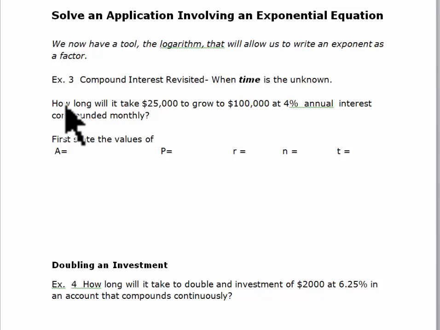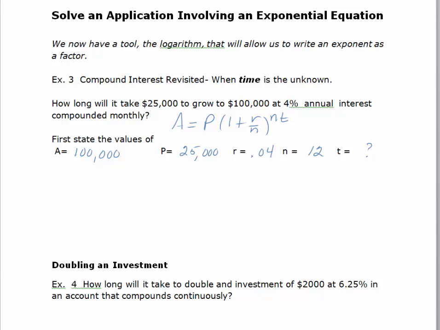Example 3 asks, how long will it take $25,000 to grow to $100,000 at a 4% annual interest rate compounded monthly? Let's first write down the formula for compound interest, which is A equals P times (1 plus r over n) to the nt. Our amount is how much we want after time, which is the $100,000. The principal is our investment, $25,000. The interest rate as a decimal is 0.04. n is the number of times compounded. Since this is monthly, it's 12. And t is our unknown.